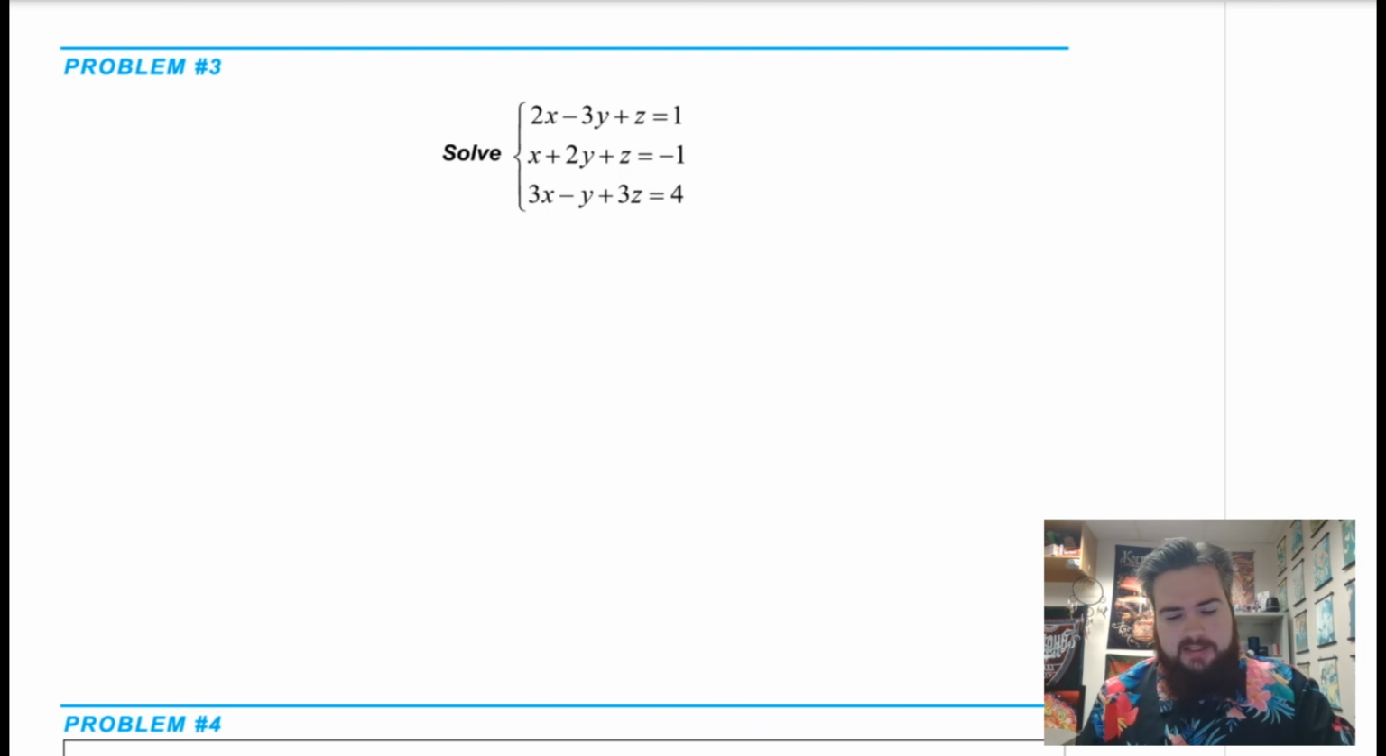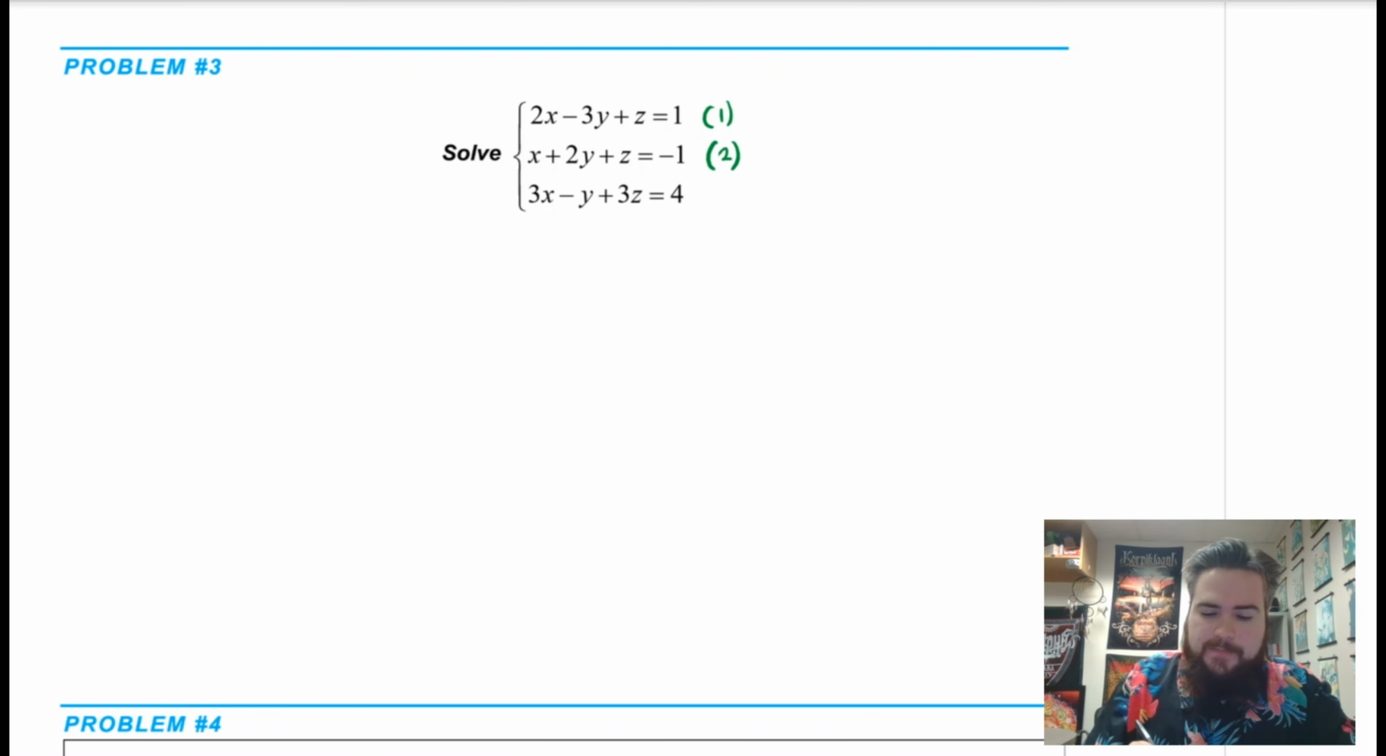So let's look at this. I have 2x minus 3y plus z equals 1. I will label that as equation number 1. x plus 2y plus z equals negative 1. I'll call that equation 2. And 3x minus y plus 3z equals 4. I'll call that equation 3.